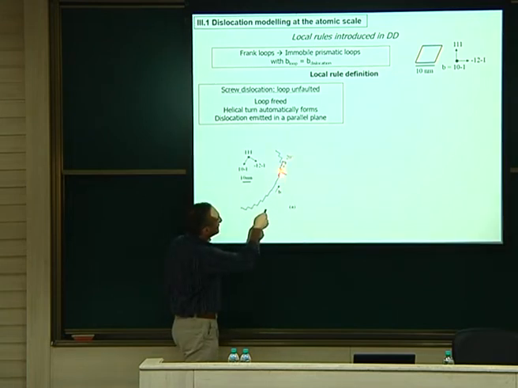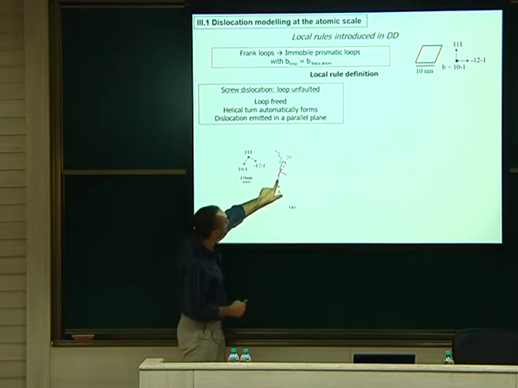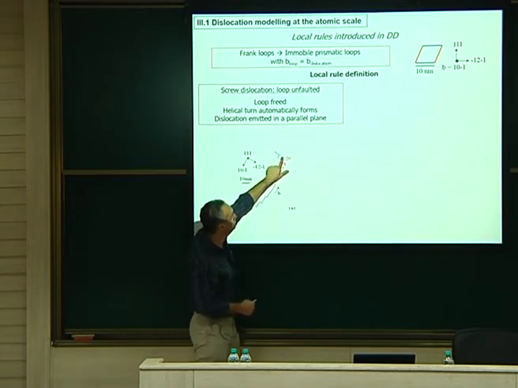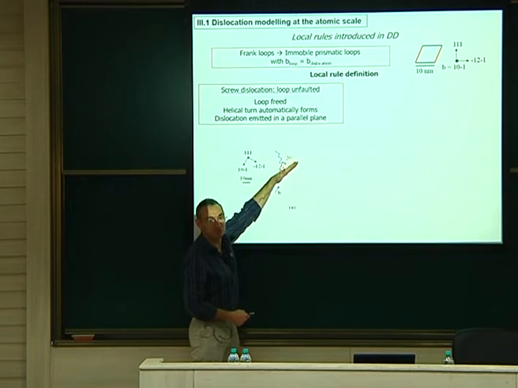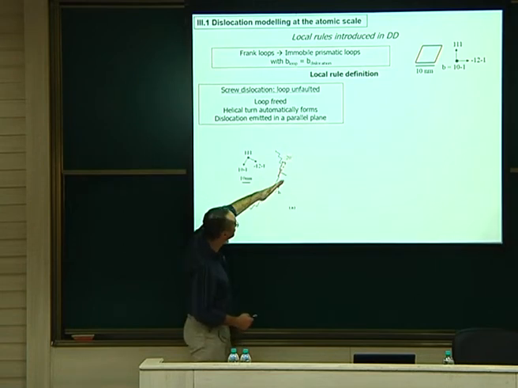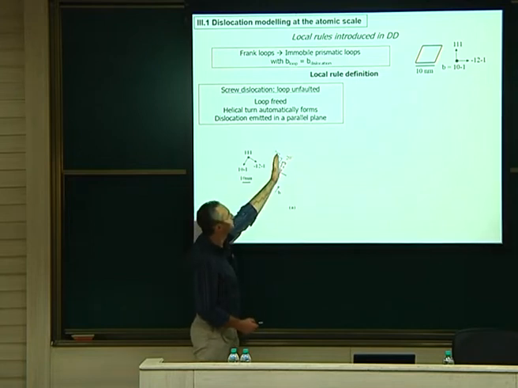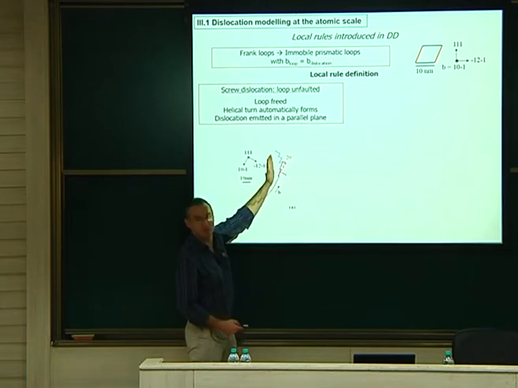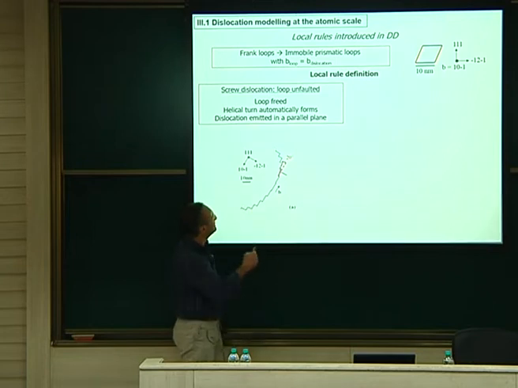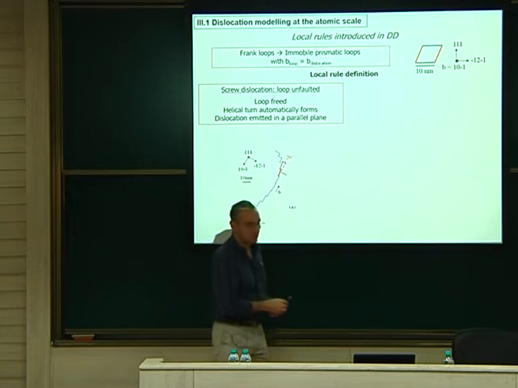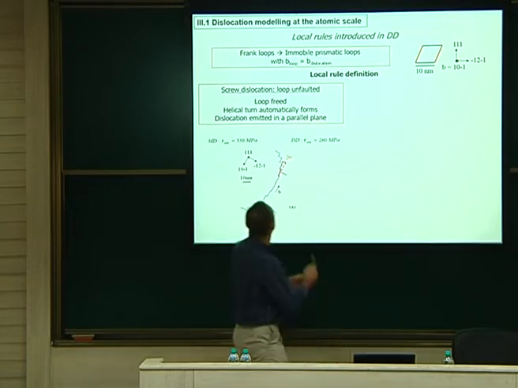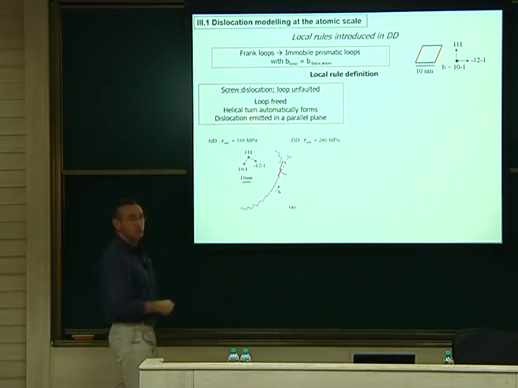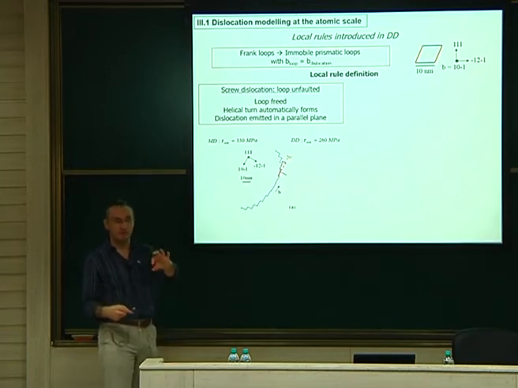So if this segment is more like a screw, to compute that, I just compute the average line tangent to the line, and if it's smaller than 20 degrees, I assume that this is a screw. I don't take the pure screw, I take some error bar, so between minus 20 and plus 20 degrees, I assume that this is a screw, more than an edge part. So if this is a screw, then I say, okay, here I will apply the screw rule. This is what I will say, it's written here. I say that now the loop is free to move. It's like a perfect prismatic loop, like what we saw in MD, it's unfaulted.